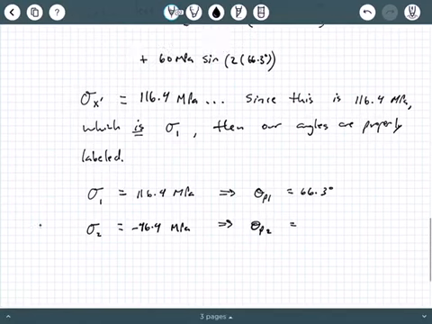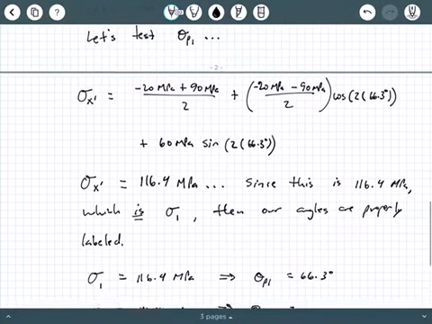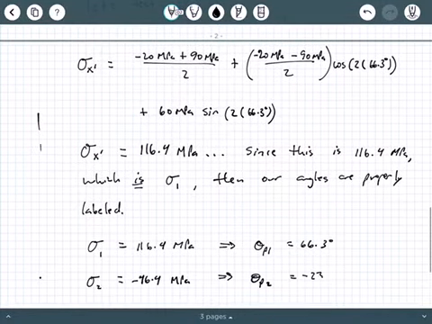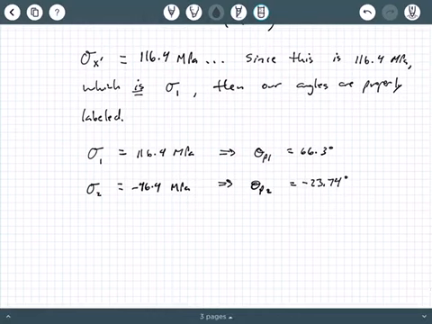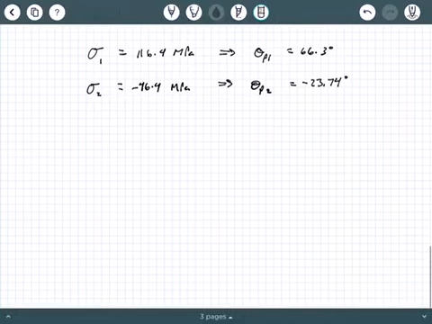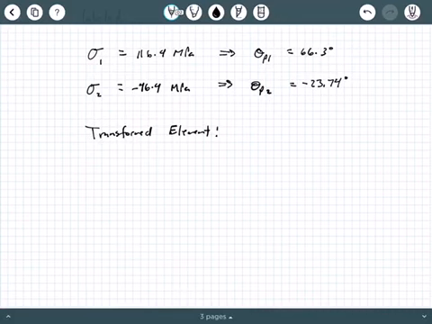And then you could check the other one, but the other one will work. If one of them is true, then the other one will be true. So sigma 2, we calculated that earlier. That was negative 46.4 megapascals, which will correspond with theta p2 if you checked it. And what was theta p2? Negative 23.74 degrees.